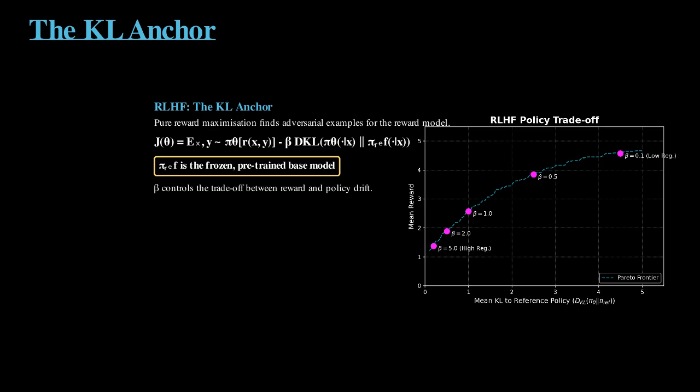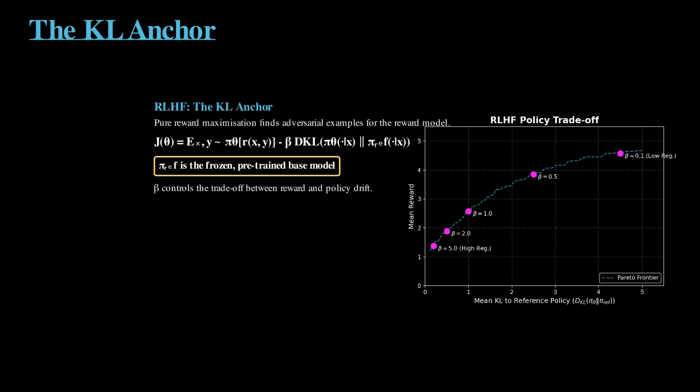The objective function becomes the expected reward minus a KL divergence term, scaled by a coefficient beta. This KL term acts as a leash, or an anchor, pulling the policy back towards the sensible distribution of the base model. Beta controls the strength of this leash. As the plot shows, there is a direct trade-off. Sweeping beta traces a Pareto frontier.